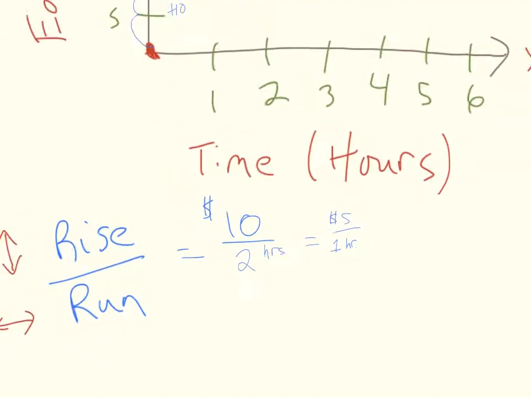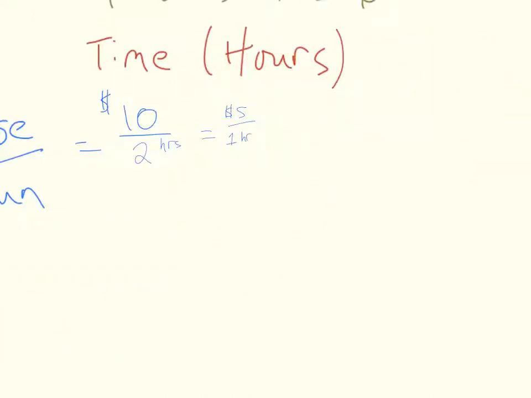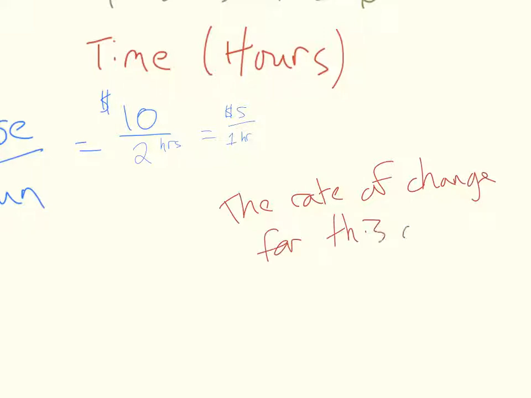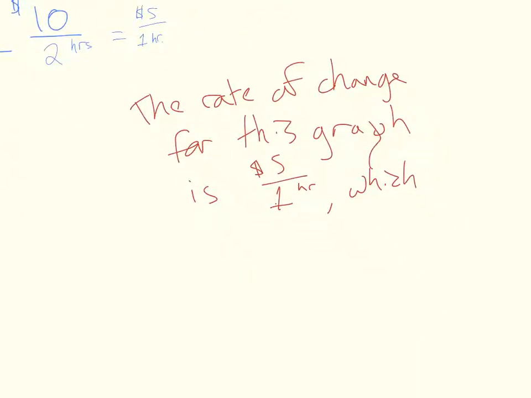Alright, if I had to write that as a mathematical sentence, I would say the rate of change for this graph is $5 for every 1 hour, which means I earn $5 per hour.